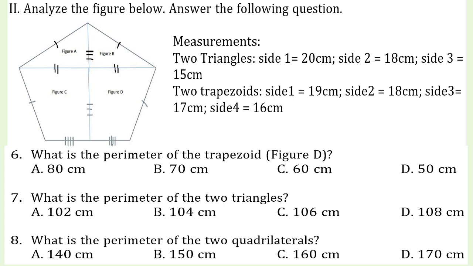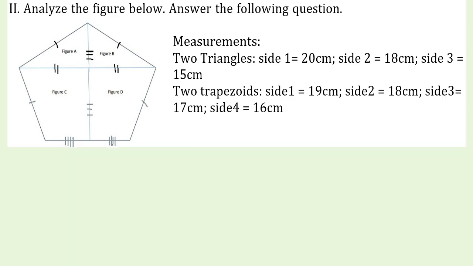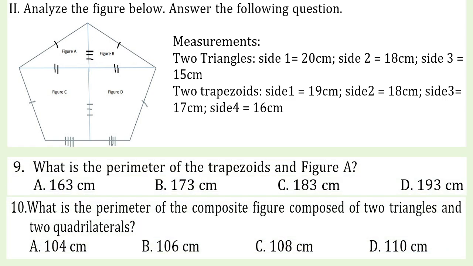Number 7. What is the perimeter of the two triangles? Number 8. What is the perimeter of the two quadrilaterals? Number 9. What is the perimeter of the trapezoids and figure A? Number 10. What is the perimeter of the composite figure composed of two triangles and two quadrilaterals?